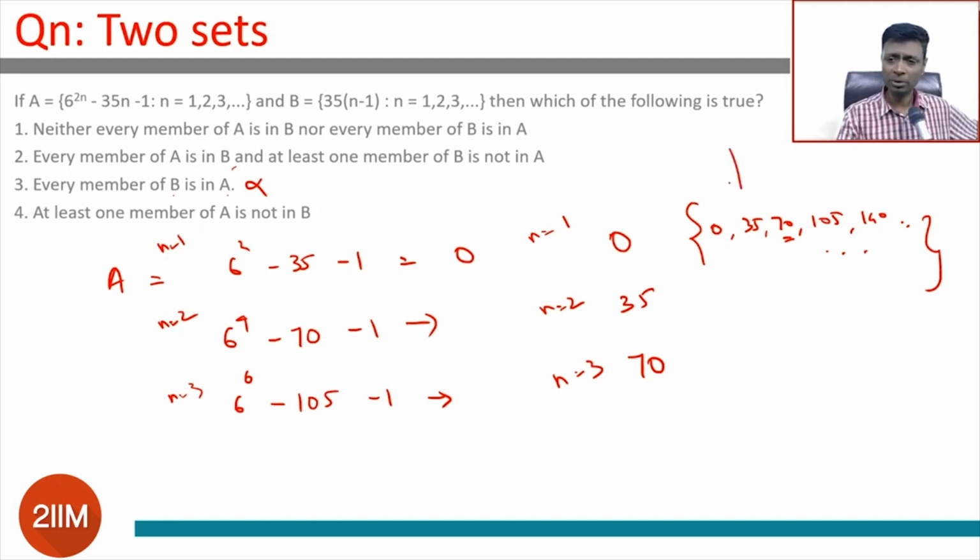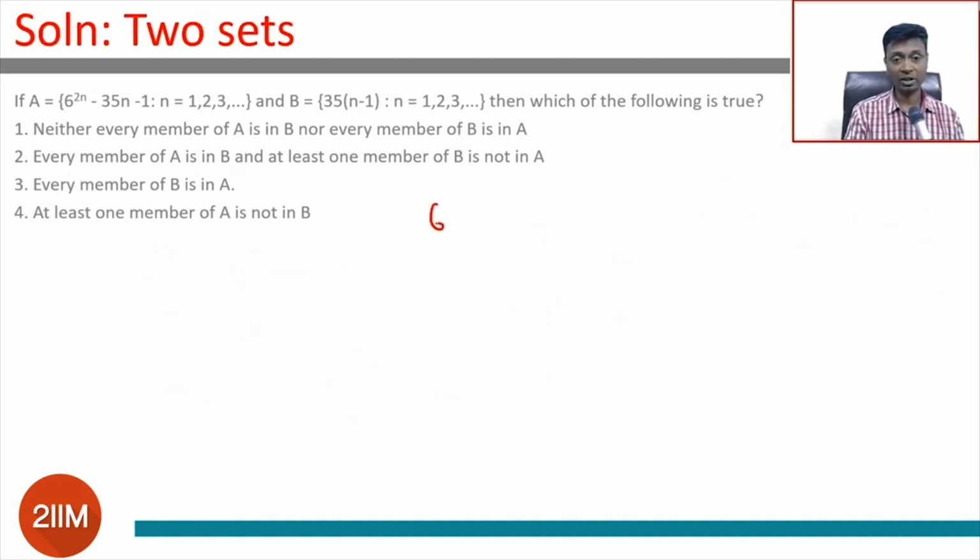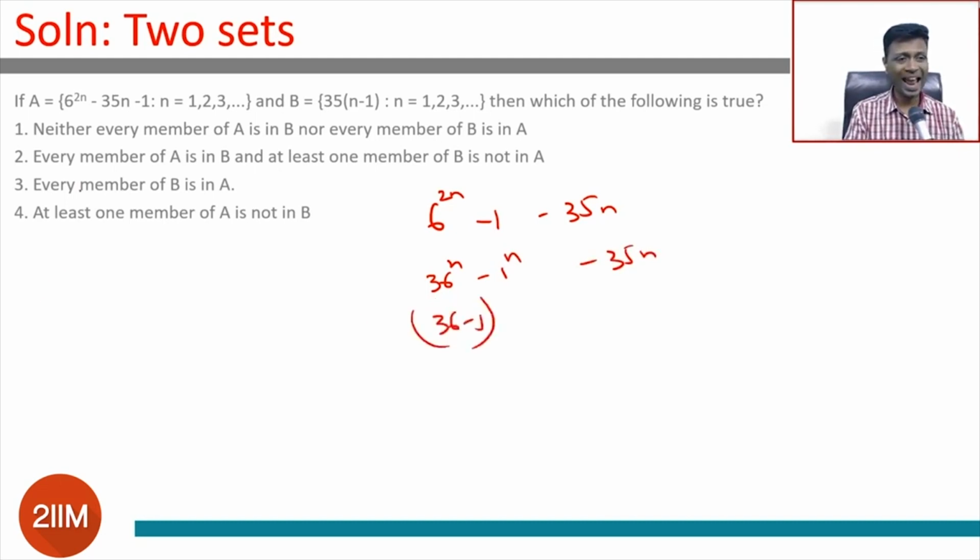So all multiples of 35 are sitting here practically, including 0, all positive multiples. All we've got to think now is, are these numbers multiples of 35? That's all we need to think. And they have to be. Why so? Think about this. A is 6 power 2n minus 35n minus 1. I'm going to write it as 6 power 2n minus 1 minus 35n. This is 36 power n minus 1 power n minus 35n. 36 power n minus 1 power n will be a multiple of 36 minus 1. So every element in A is a multiple of 35.